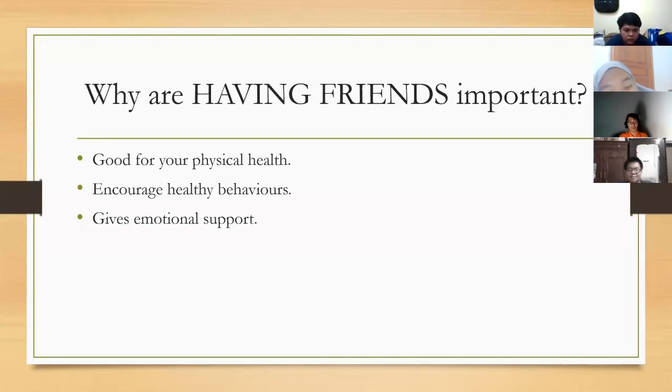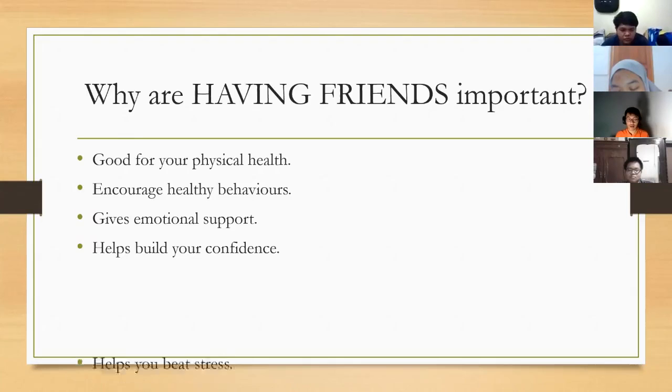And the fourth one is help build your confidence. So yes, some of us always have that feeling of self-doubt and insecurities every now and then. Yeah, maybe every day you have insecurities about how you see your friends, especially the smart ones. And by having friends, you can have that emotional support, and then by having that emotional support, we can build our confidence little by little, and that is very important for our life.